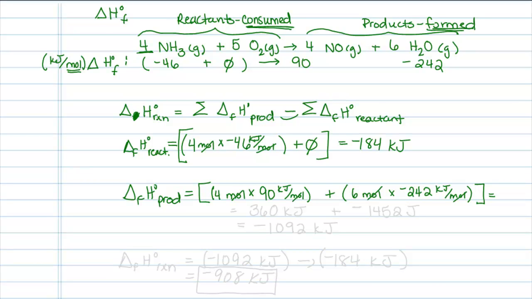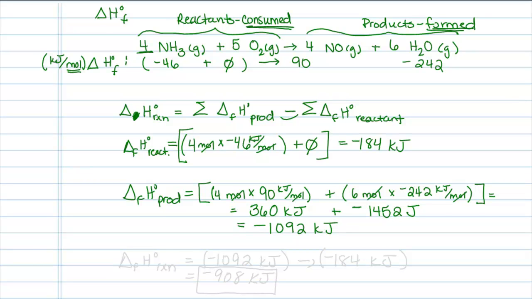we have to add how much energy from NO, which would be 360 kilojoules, and then the water as well, which would be 1,452 kilojoules, and this would be a negative. So 360 plus negative 1,452, the final is going to be negative 1,092 kilojoules. So what happens is that in forming the products, we released 1,092 kilojoules. In forming the reactant, we released 184 kilojoules.